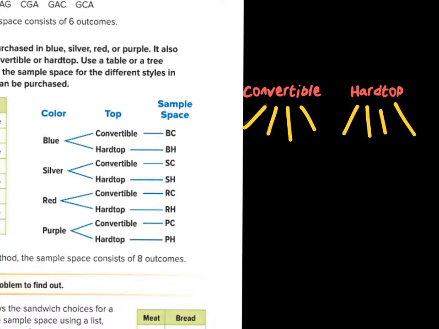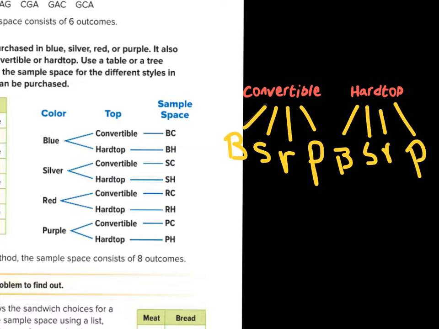Where we have the colors: blue, silver, red, and purple. Same as for hardtop: blue, silver, red, and purple. And there you have it. Now you have all 8 options laid out. Okay, convertible blue, convertible silver, convertible red, convertible purple, hardtop, same options. So this is your sample space.